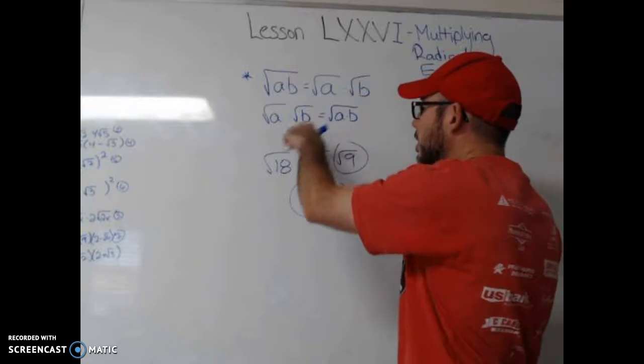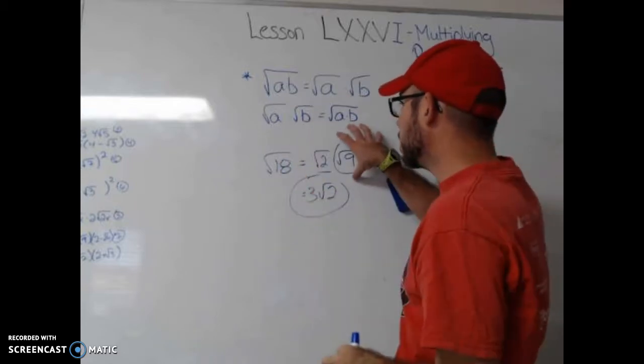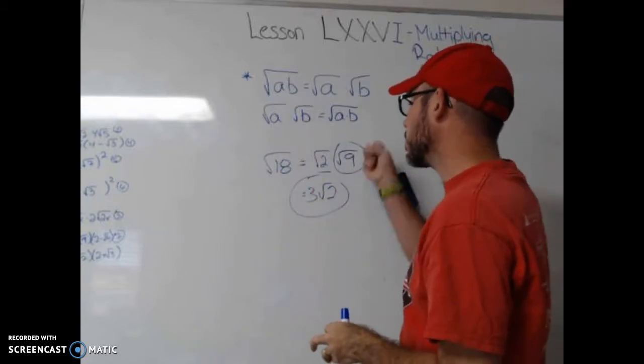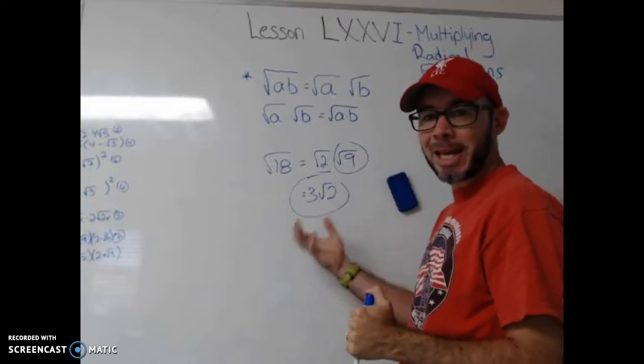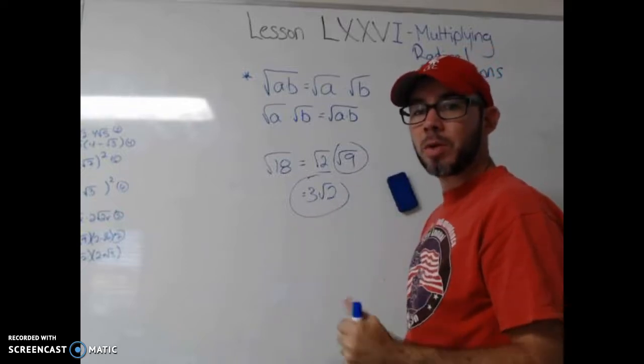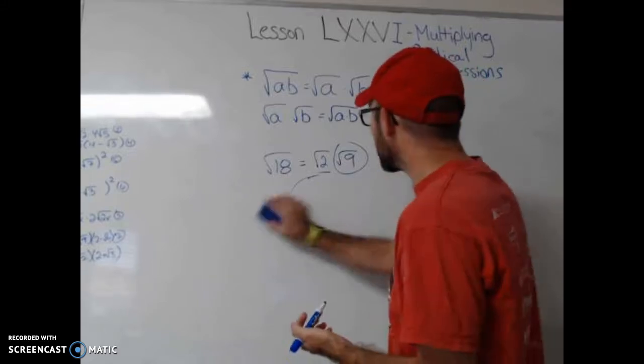So that comes in handy there, where we can split something up and get to something that we can actually do something with. Pull that out and make it 3. It's exactly 3. And then we have times root 2, and that's perfectly fine.